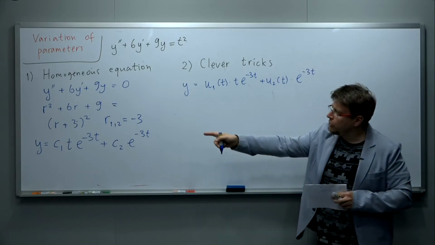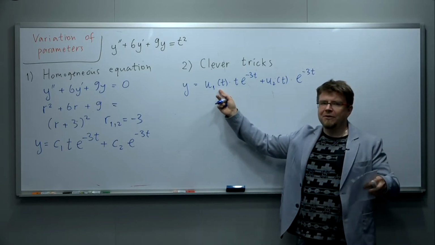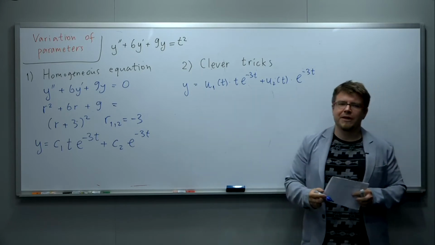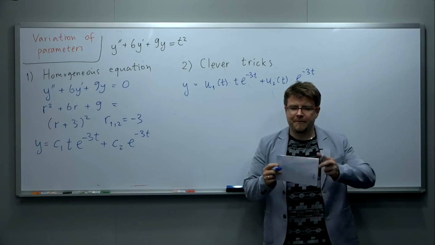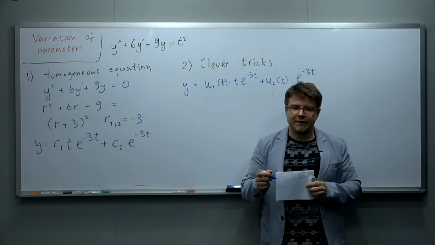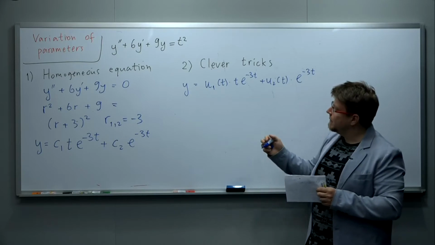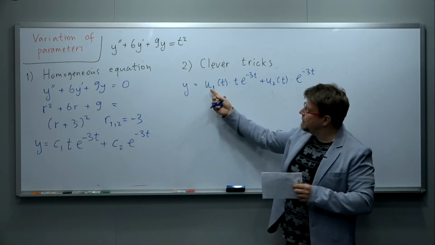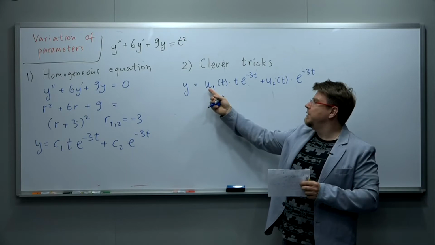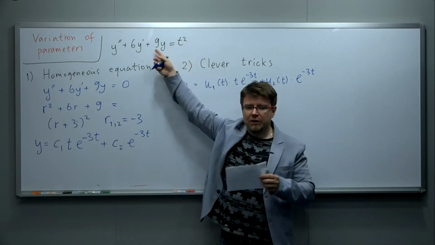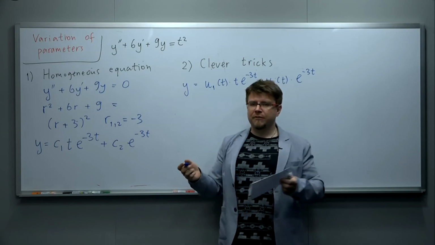All right, so they were constants, and now, instead of being constants, they vary, which is why the method is called variation of parameters. So that's the first clever trick. Now, the next thing that we should do is we need to find the values of u1 and u2 such that if we substitute it into the differential equation, then we get a true equality.